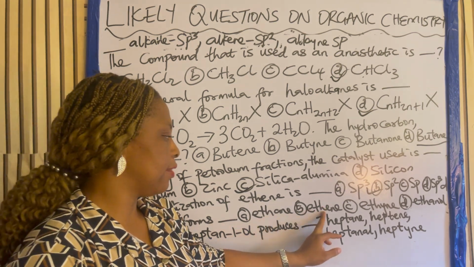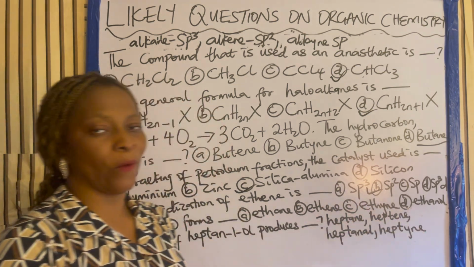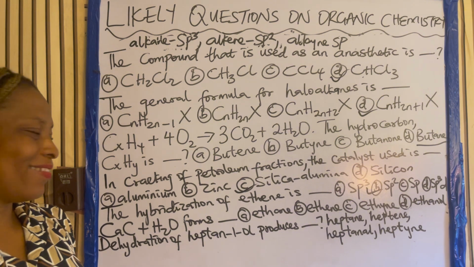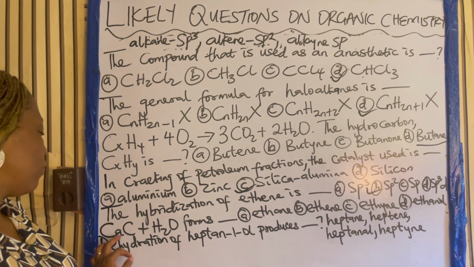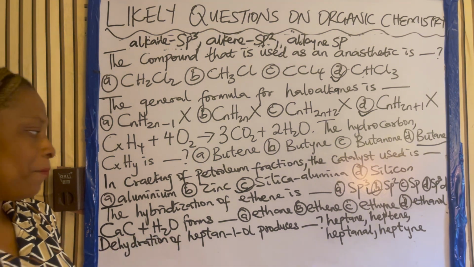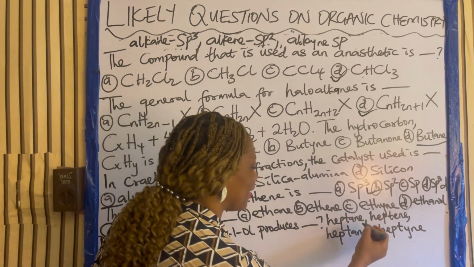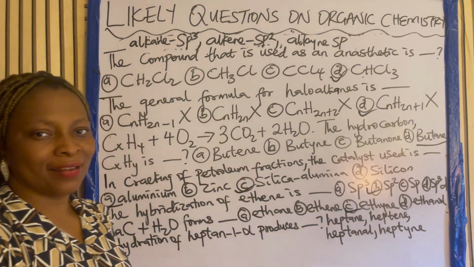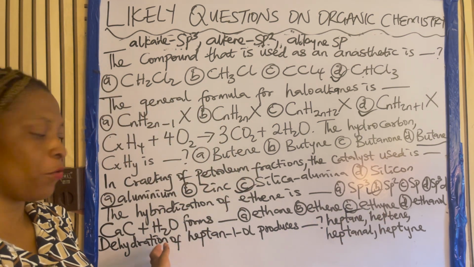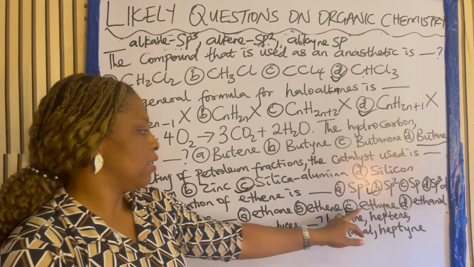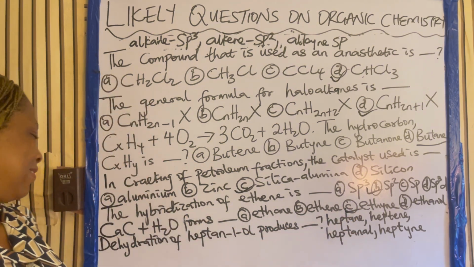Okay. Now, calcium carbide reacts with water, forms dash. Ethane, ethene, ethyne, ethanol. What's your answer? So once calcium carbide reacts with water, it forms what? Ethyne. Now, this question came out in your mock. Please take note. It forms ethyne.